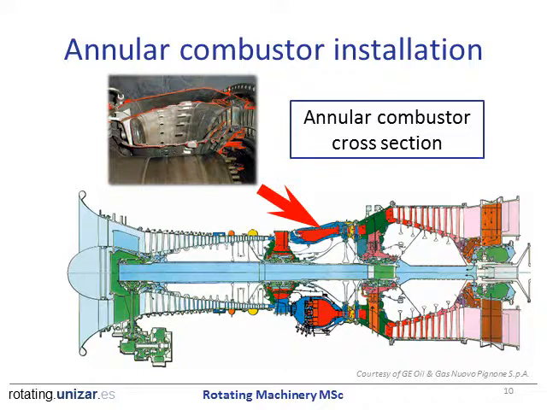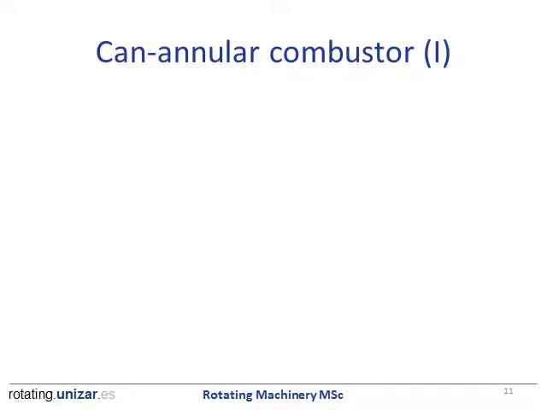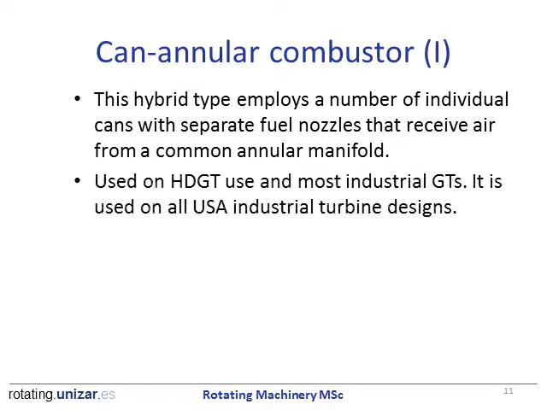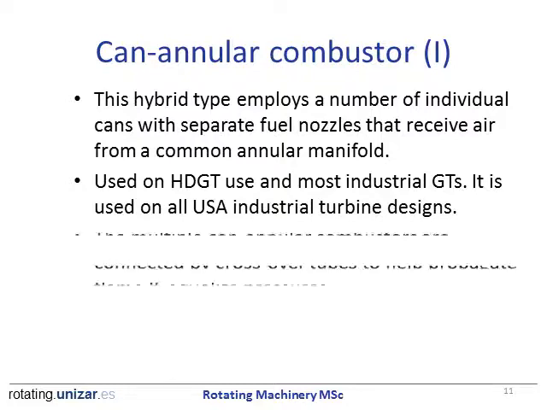The third type is the can annular combustor. As its name implies, it's a hybrid between the two other types. And on this one, there are a number of individual cans with separate fuel nozzles that receive air from a common annular housing or manifold. And they are used on all heavy-duty gas turbines and most of the industrial gas turbines. And the can combustor we mentioned before was pretty common in European designs. On the contrary, can annular was typical on USA industrial turbine designs.